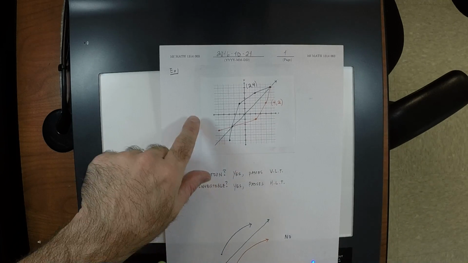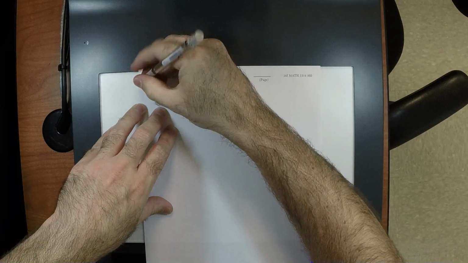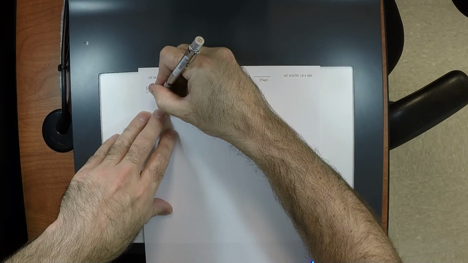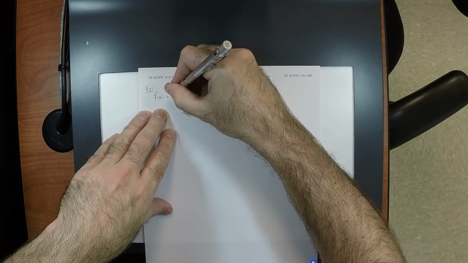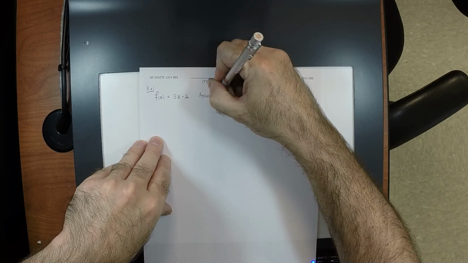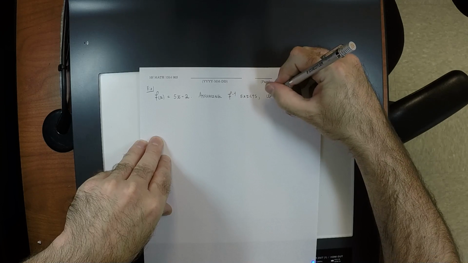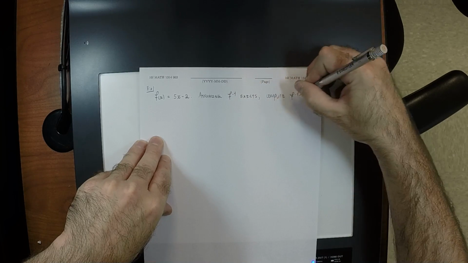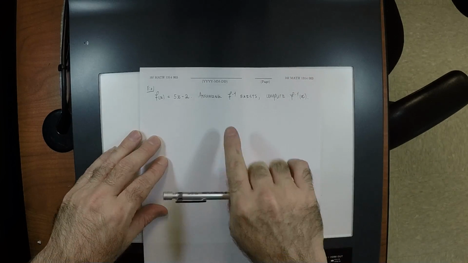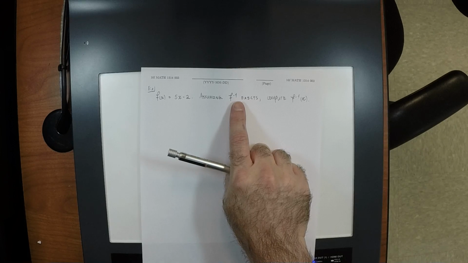So now, this is how you do it with pictures. Now the question is, what if I ask you to do it with formulas? So for example, if I give you that f is, say, 5x minus 2, I'll say something like this: assuming f inverse exists, compute f inverse of x. So this clause here means that I don't want you to show me that in fact the inverse exists in the first place. I'm telling you that it does, and I want you to compute it.